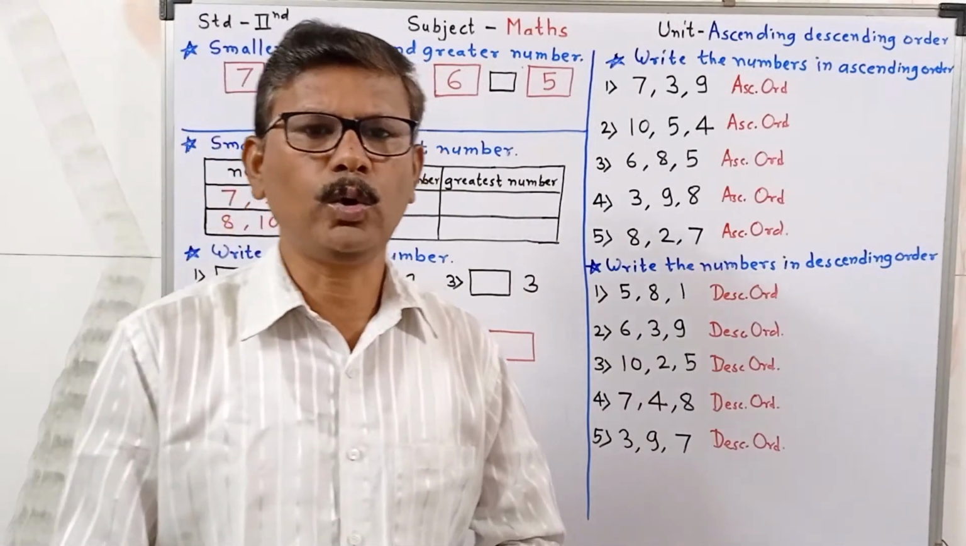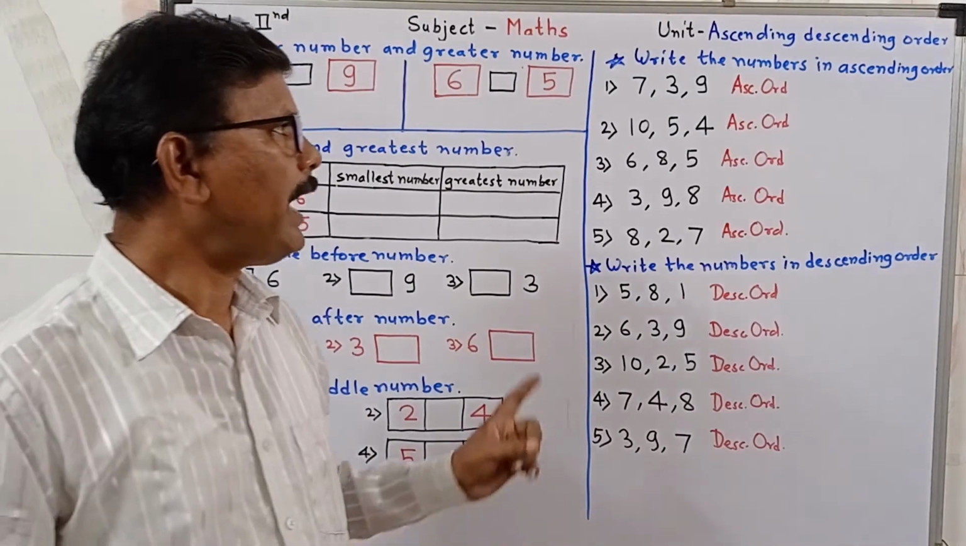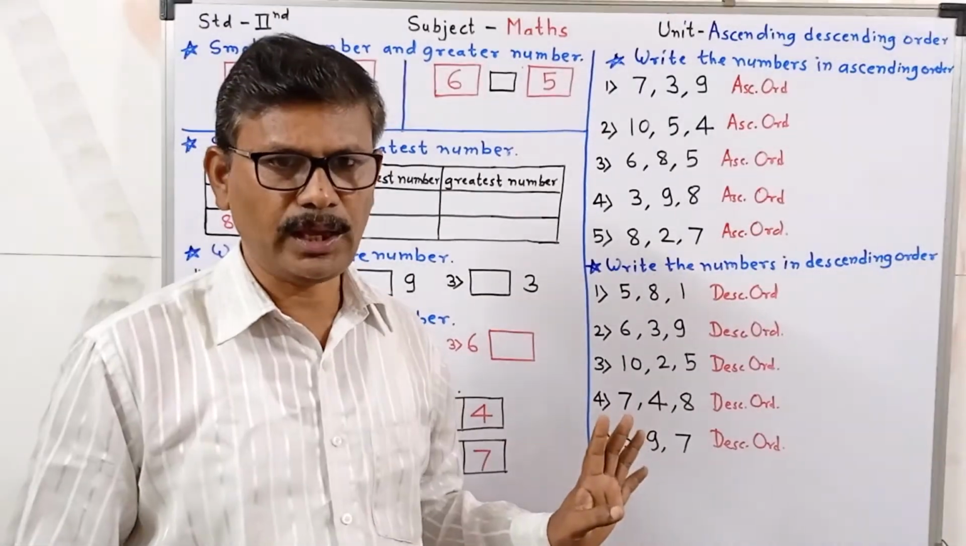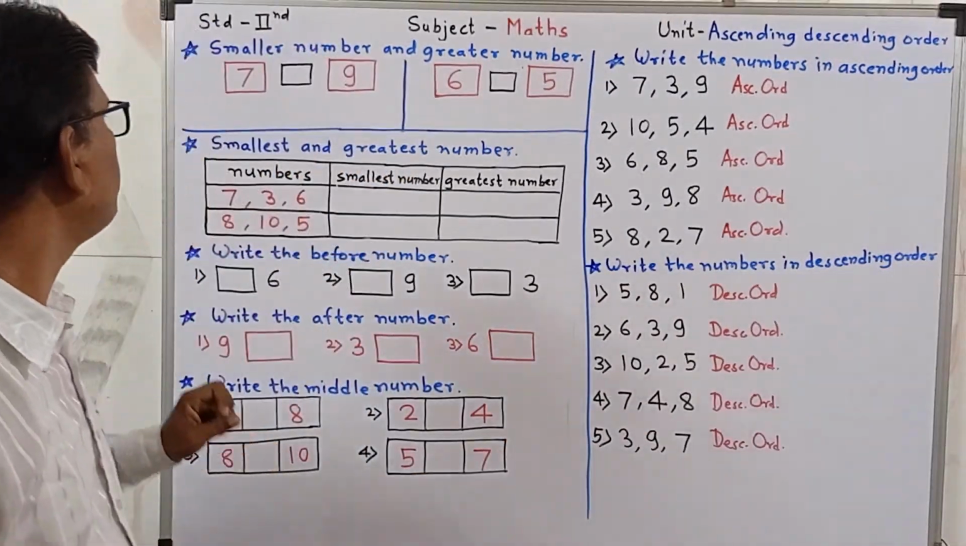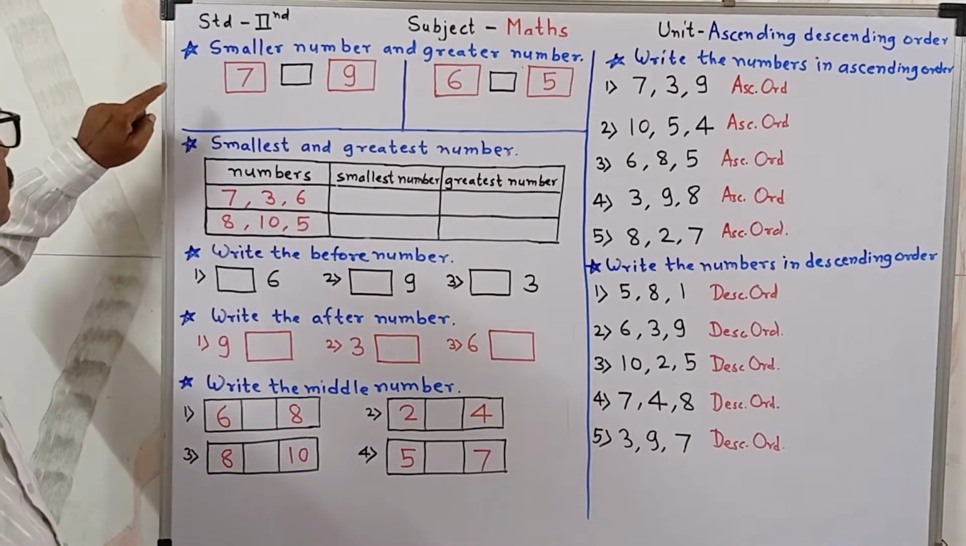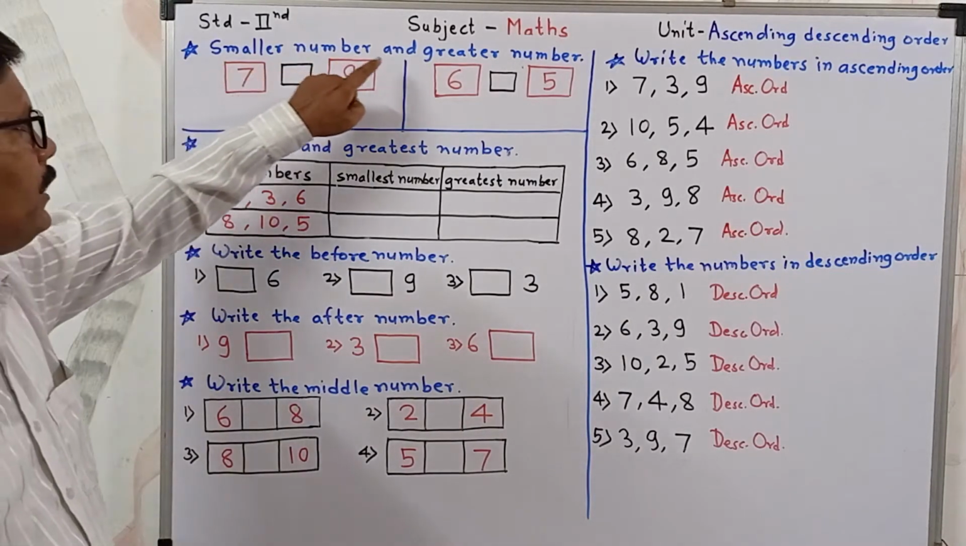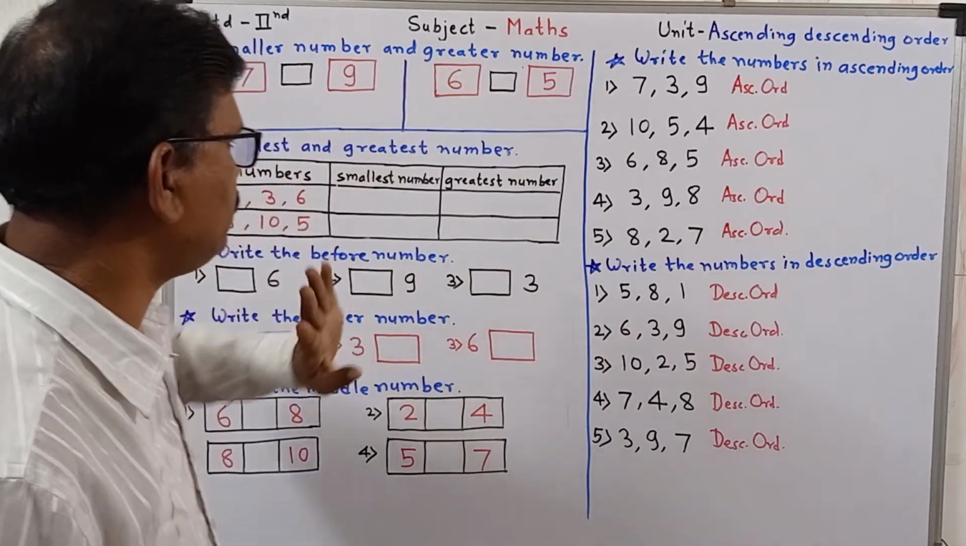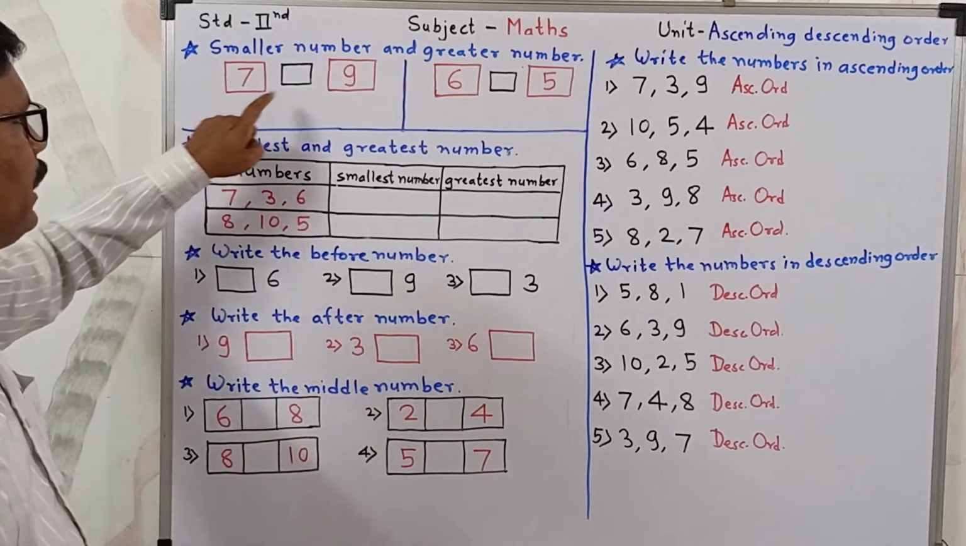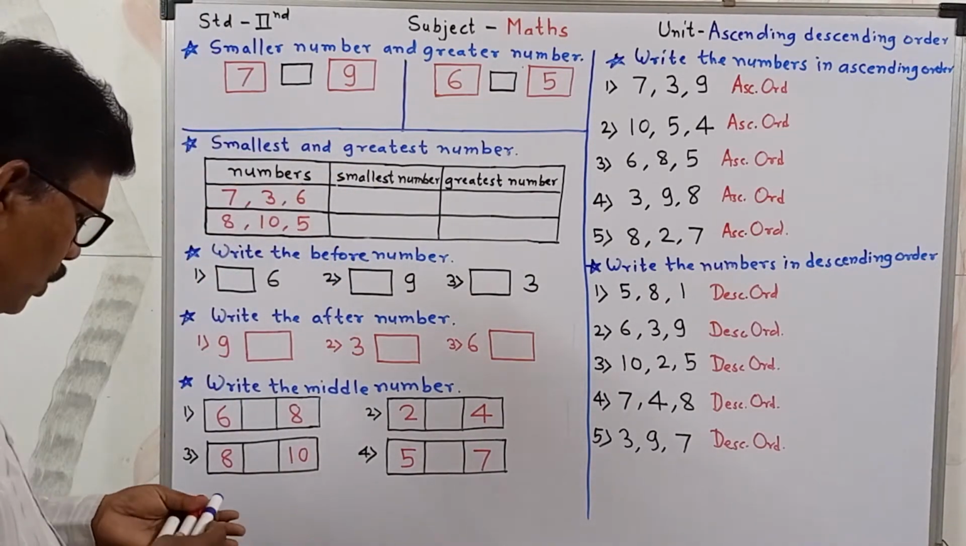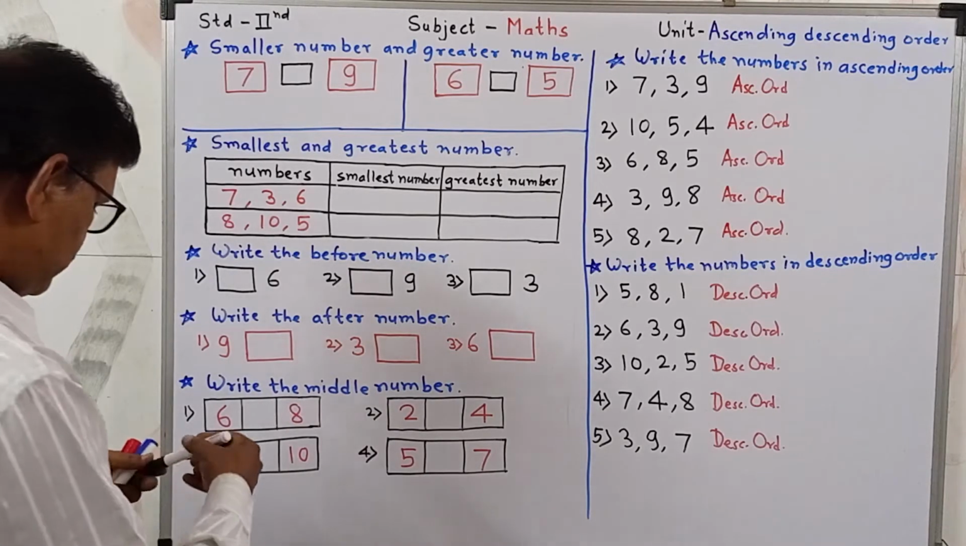Today we are going to learn ascending and descending order. Okay, listen here. First, smaller number and greater number. Which is smaller number and which is greater number? So how to do that? Listen.